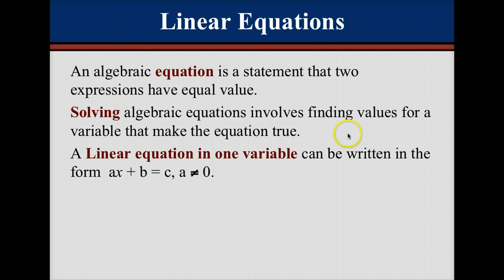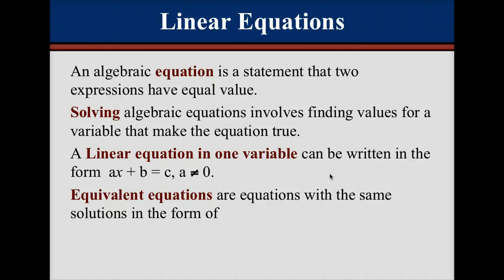A linear equation in one variable can be written in the form ax plus b equals c, where a is not equal to 0. So notice there's only one variable, an x or a t or an m, whatever, but there's only one variable in the problem. Equivalent equations are equations with the same solutions in the form of the variable equals the number or the number equals the variable. So we'll look at what that's talking about here later in the lesson.